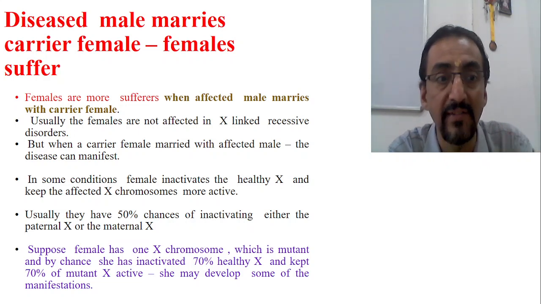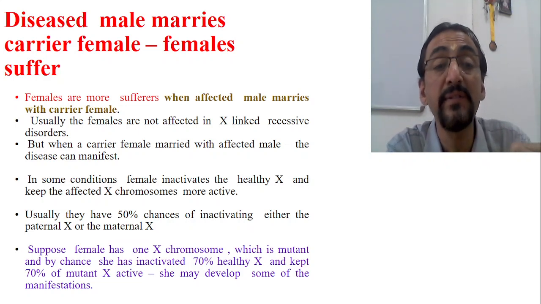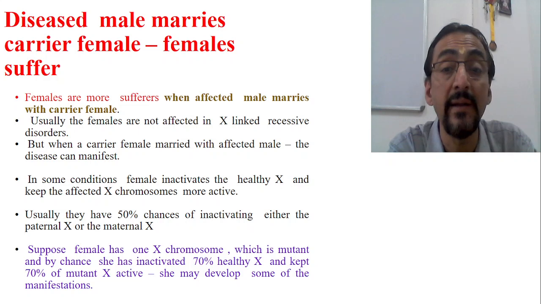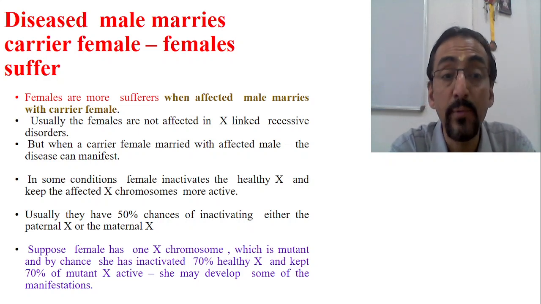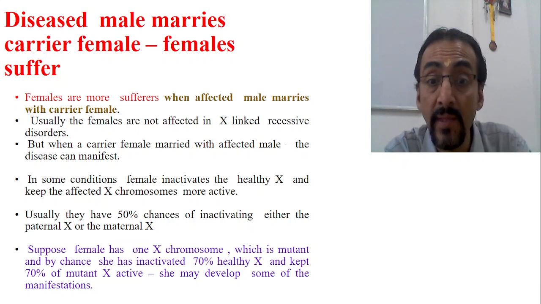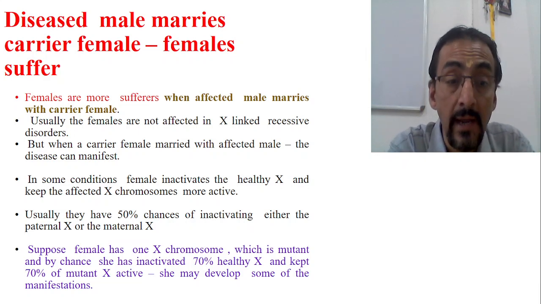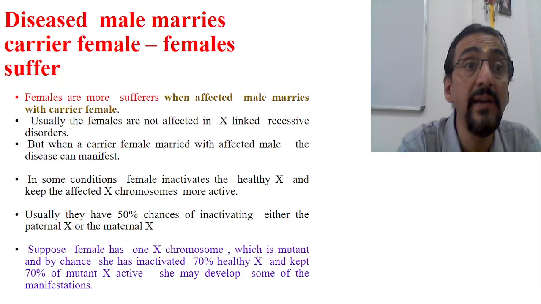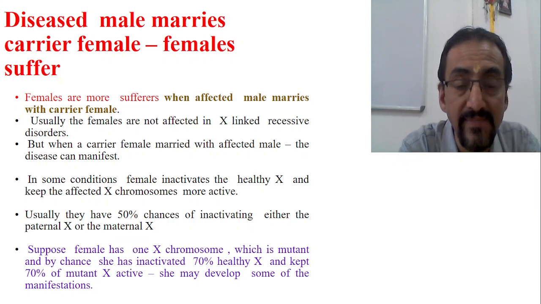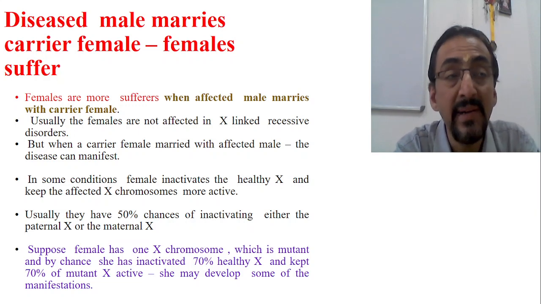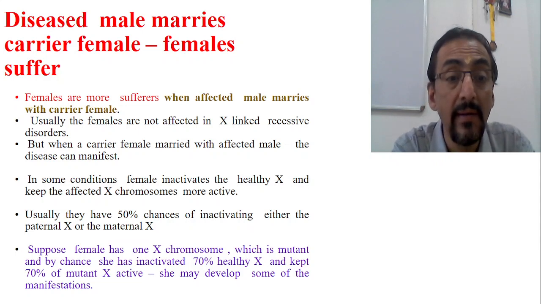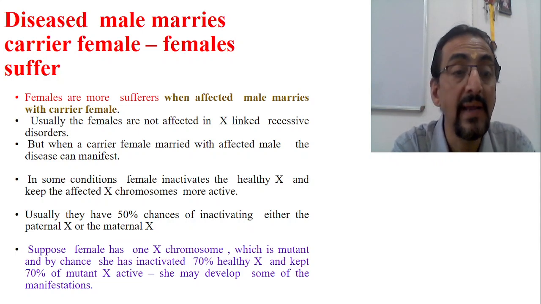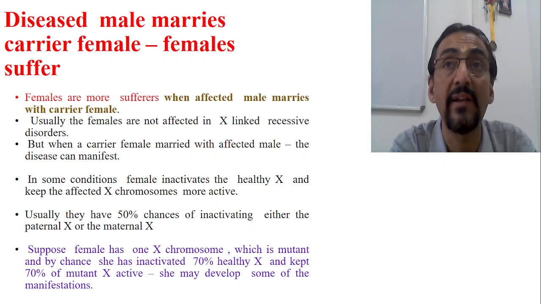This we have already discussed. Usually they have a 50% chance of inactivating either the paternal X or the maternal X. This is also something we have discussed. Suppose a female has one X chromosome which is mutant. By chance, if it is inactivated, and 70% of the healthy X is active and 70% of the mutant X is kept active.